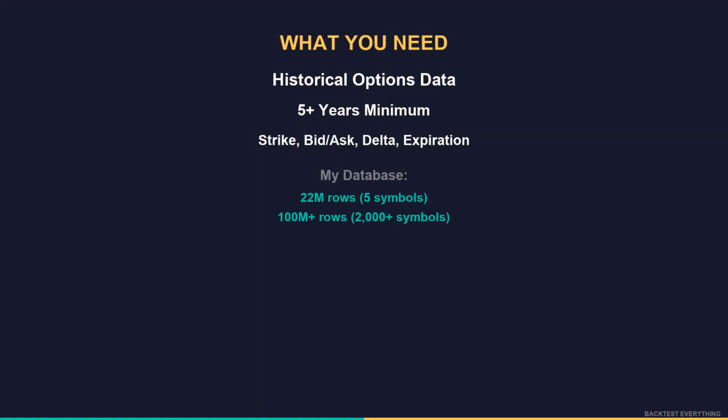What you need. First, historical options data. This is the most important part and the hardest to get. You need daily options prices going back at least 5 years, strike prices, bid-ask spreads, delta, expiration dates. I use a database with over 22 million rows of options data across SPY, QQQ, AAPL, NVDA, and TSLA, plus another 100 million rows from a broader data set covering 2,000 plus symbols. The more data, the more reliable your results.